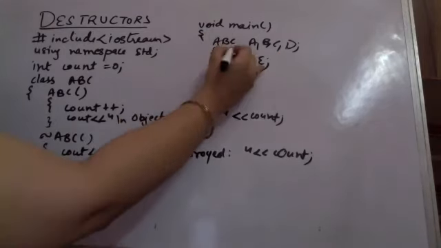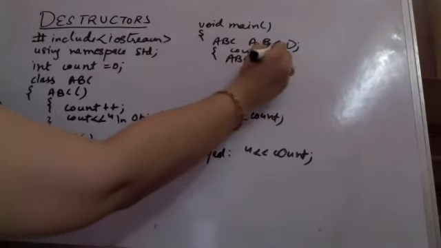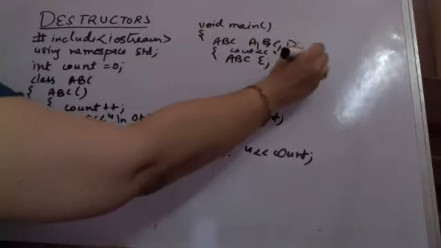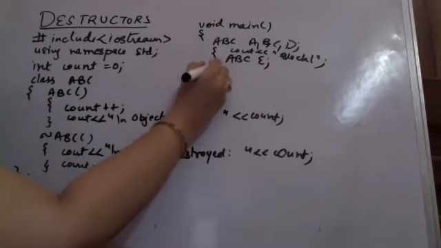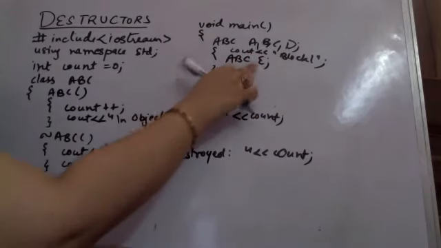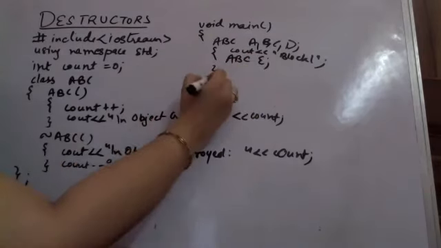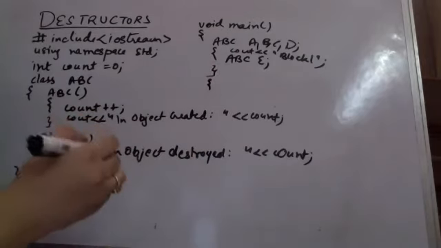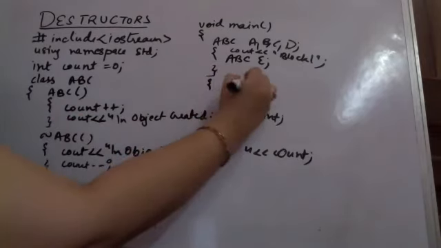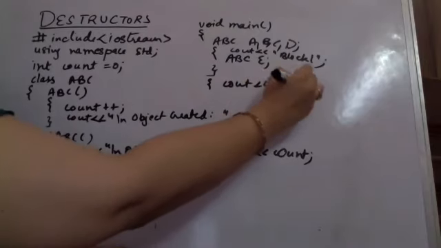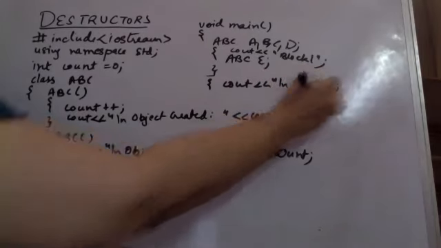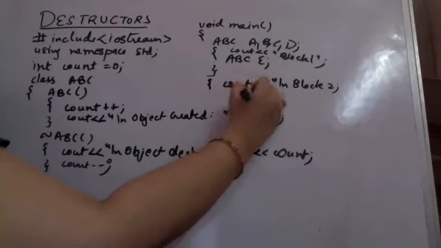I can even mention that, see out, block 1. I'm entering a block here. So when I will be leaving this block, scope of E is finished. Then I am having another block just to show you the use. You can even mention here block 2. And you are creating another object, say F.